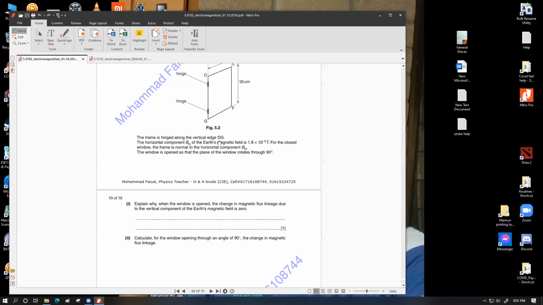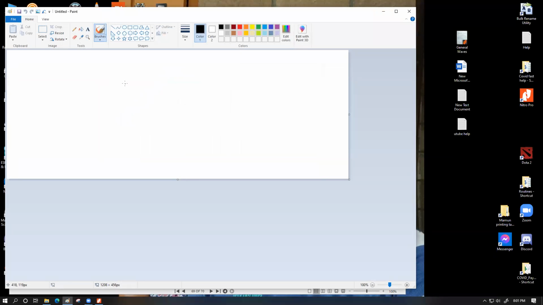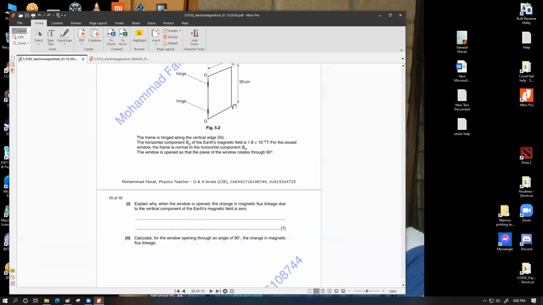Let me draw this part to show you, because it's important that you get a bit of a three-dimensional understanding for this part. Let me just show this to you. Let's say this is the aluminum frame, DGFE.